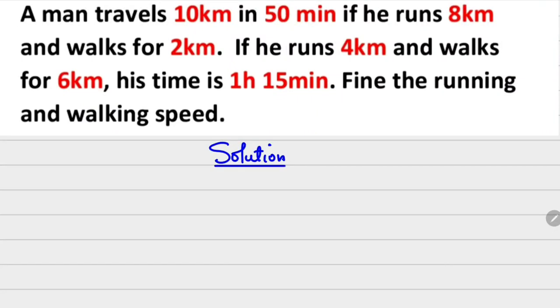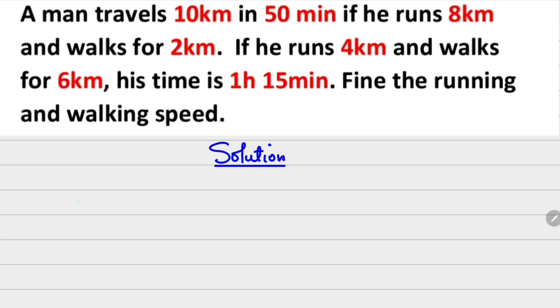Hello, students. Here is a question on simultaneous equation word problems. A man travels for 10 kilometers in 50 minutes if he runs 8 kilometers and walks for 2 kilometers. Now, if he runs 4 kilometers and walks for 6 kilometers, his time is 1 hour 15 minutes. Find the running and walking speeds.